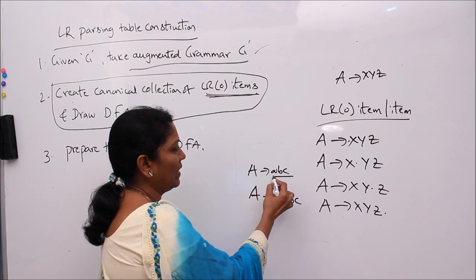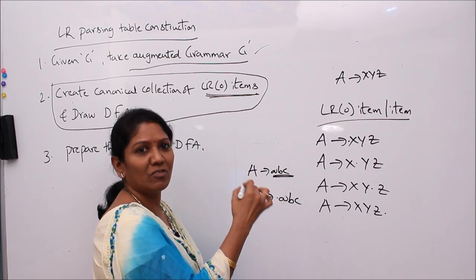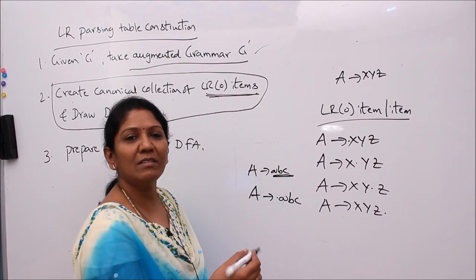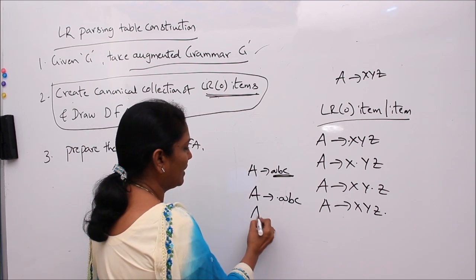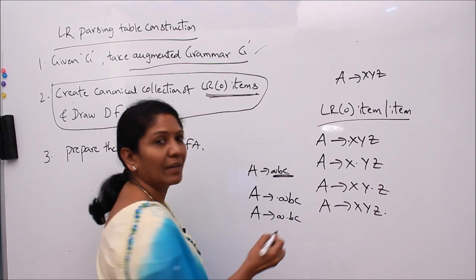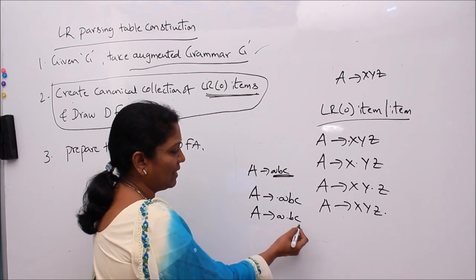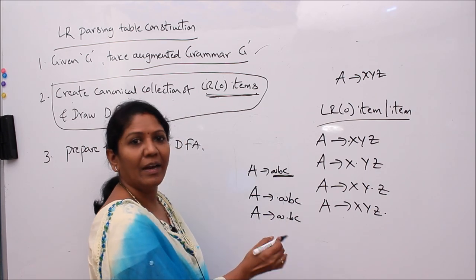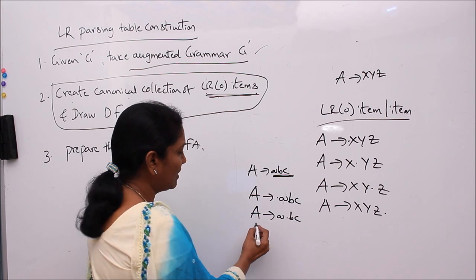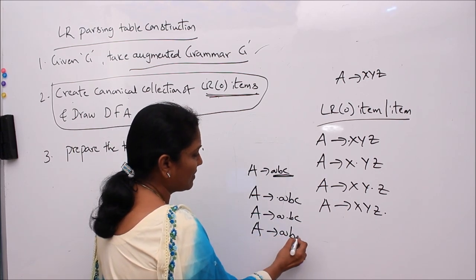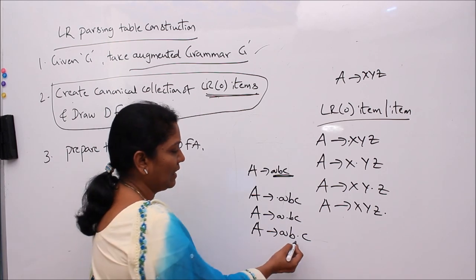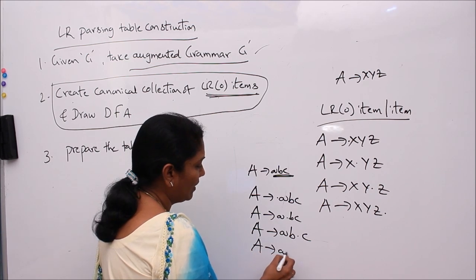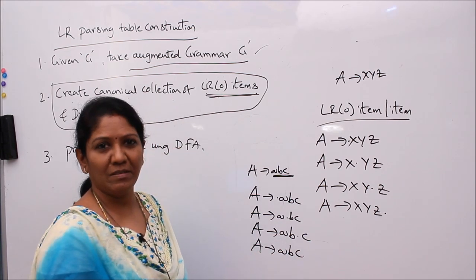For example, if ABC is the handle, or the string that is to be recognized, initially when nothing is recognized, we put the dot at the beginning. Once the parser reads A, that is represented by the item A.BC. So A.BC indicates the parser has read A, yet to read BC. Once it reads B, it is represented by AB.C. That means it has read AB, yet to read C. And once it reads C, it is shown as the item ABC.